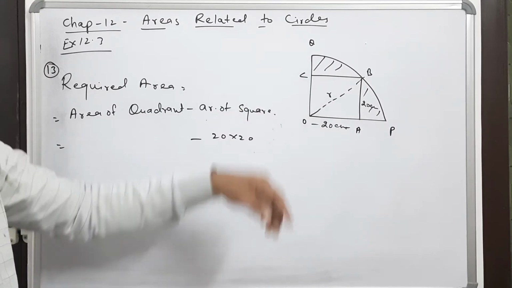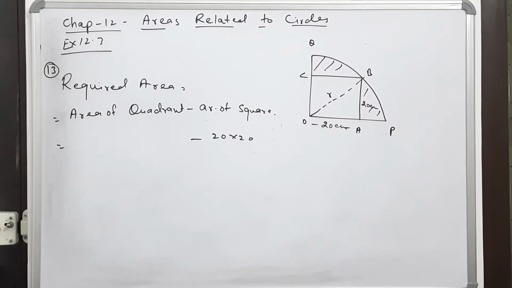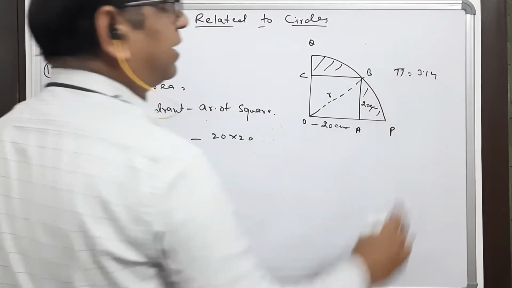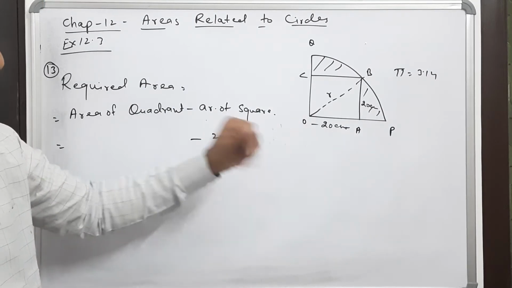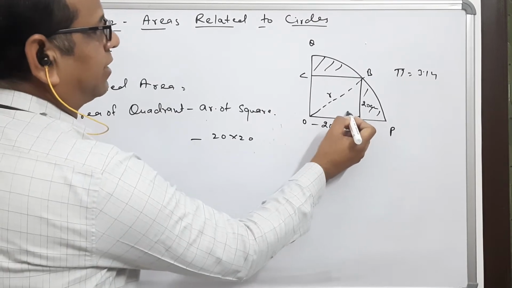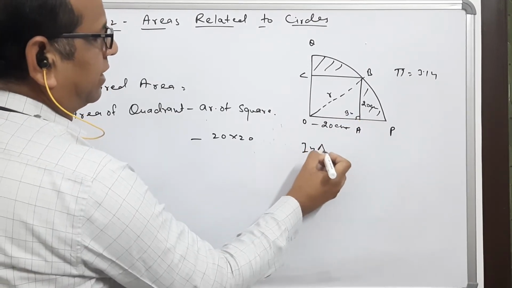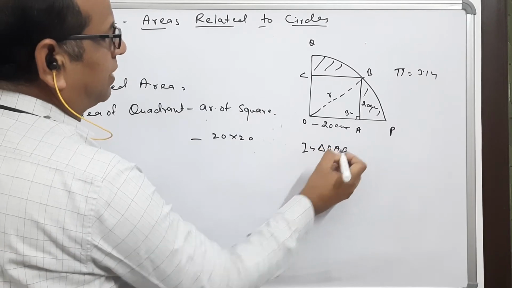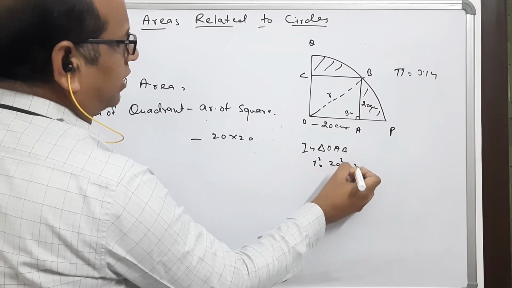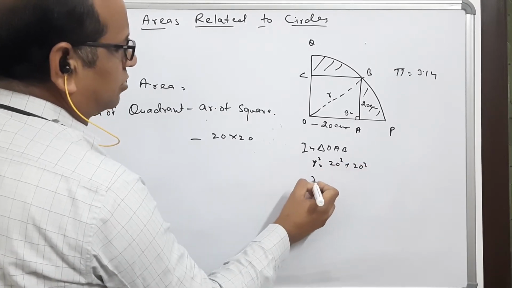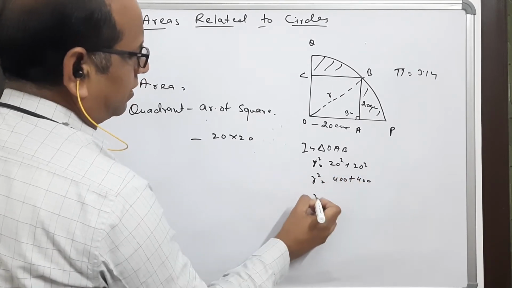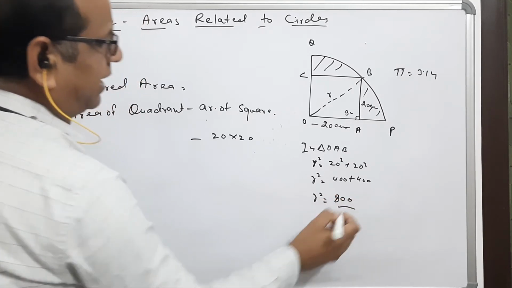The problem lies with the area of quadrant, because in this problem, one more thing I want to tell you, the value of pi is 3.14. In this problem, the radius is not given. Now, this angle is 90 degree. So, in triangle OAB, what is r square? It is 20 square and 20 square. Simple Pythagoras theorem. So, r square is 400 plus 400. So r square is 800.